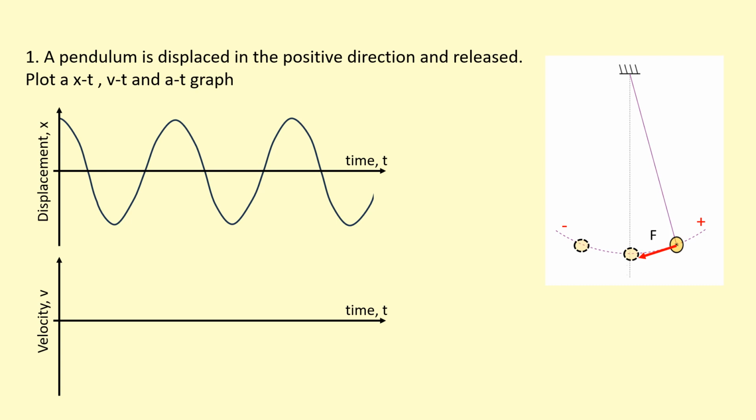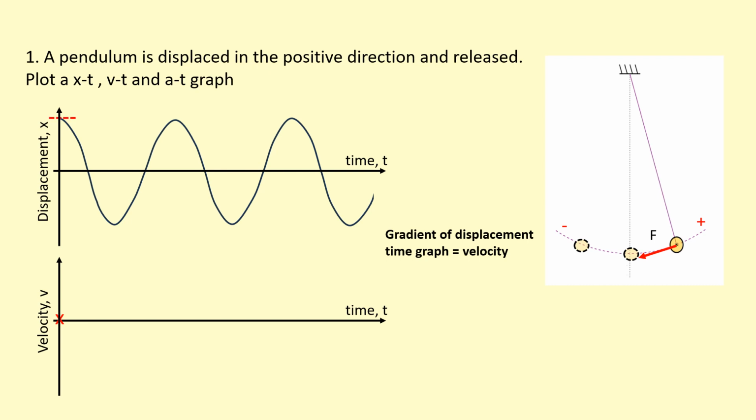Now for the velocity time graph. We're releasing this pendulum from rest, so the initial velocity should equal 0. So I'm going to put a cross there at t equals 0, velocity equals 0. And I can check this on the displacement time graph as well, because the gradient of a displacement time graph equals velocity. So the steepness at t equals 0 should equal 0.